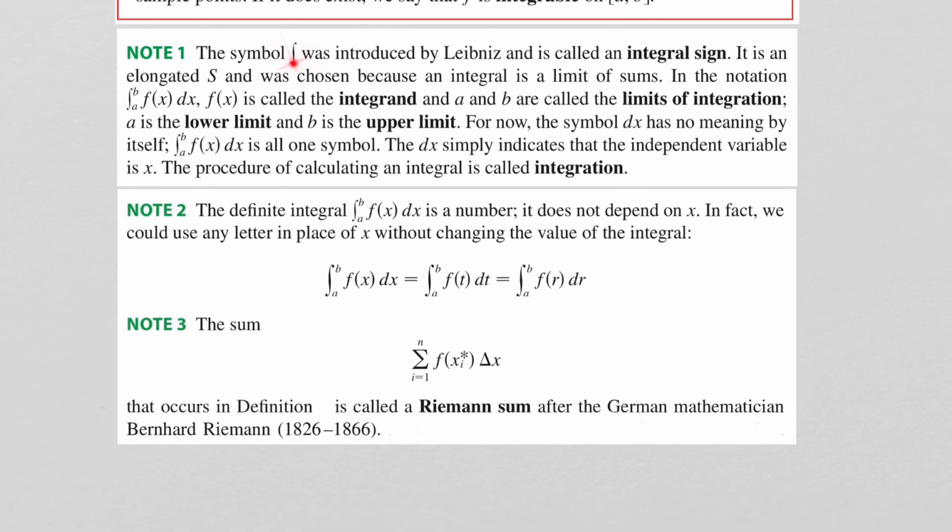The symbol that you see here for the integral was introduced by Leibniz and is called the integral sign. It is an elongated S and was chosen because an integral is a limit of sums. In the notation here, f of x is called the integrand. a and b are called the limits of integration, where a is the lower limit and b is the upper limit. For now, the symbol dx has no meaning.